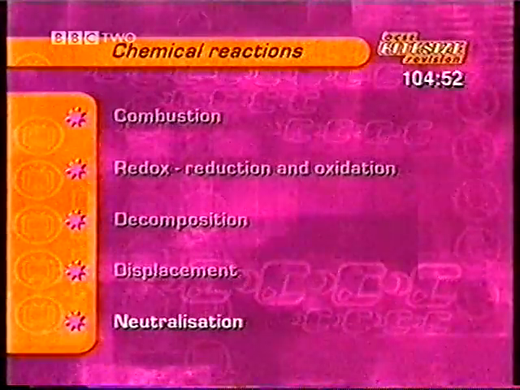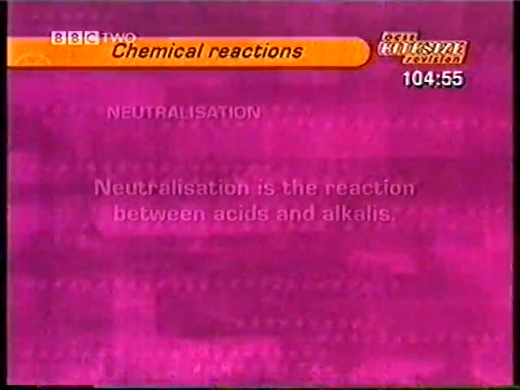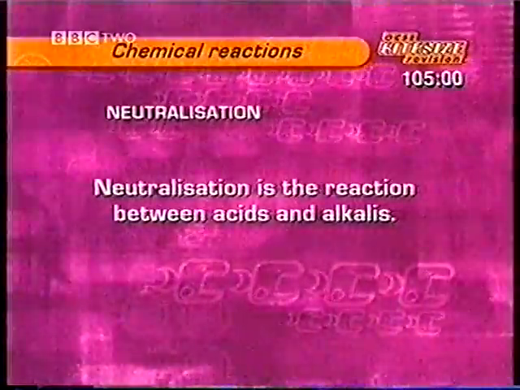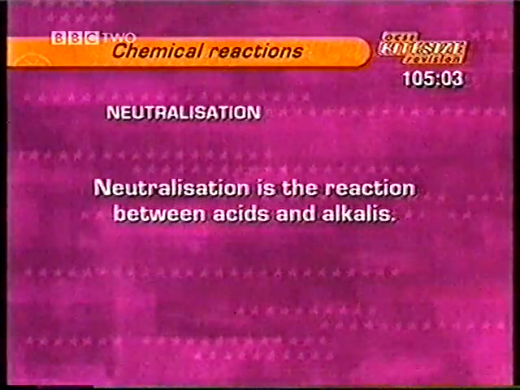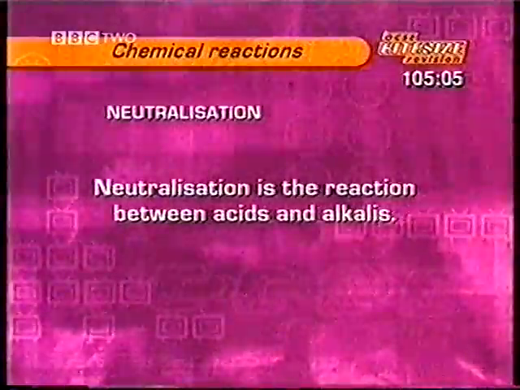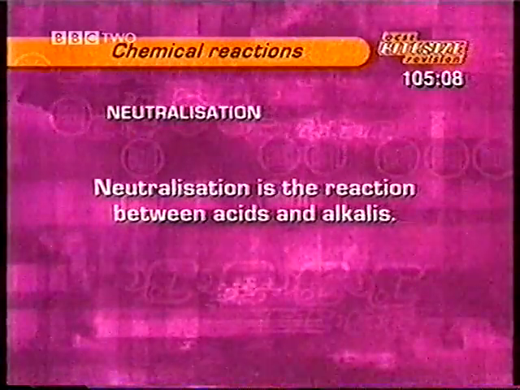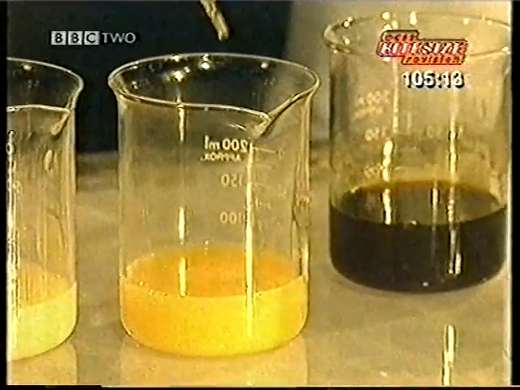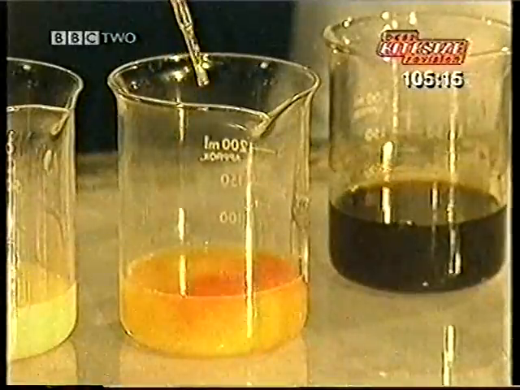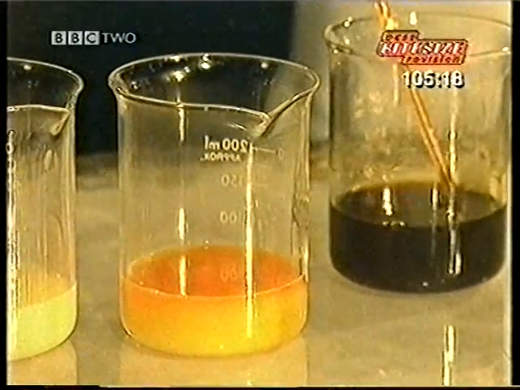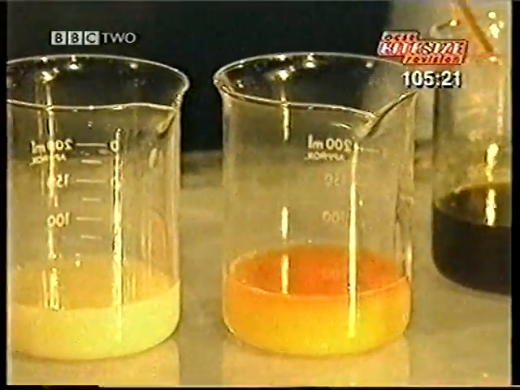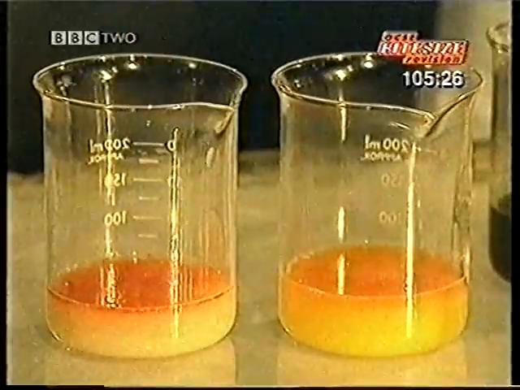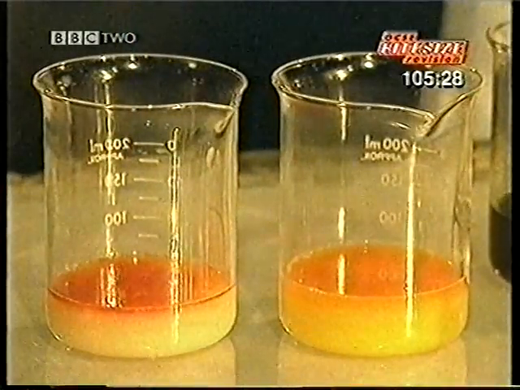And neutralization is another kind of chemical reaction you need to know about. Neutralization is the reaction between acids and alkalis. Let's remind ourselves what we mean by acid and alkali and how it's measured. If I put universal indicator in orange juice, it turns slightly red. But if I put it into lemon juice, it turns very red. And this means the lemon juice is more acidic than orange juice.